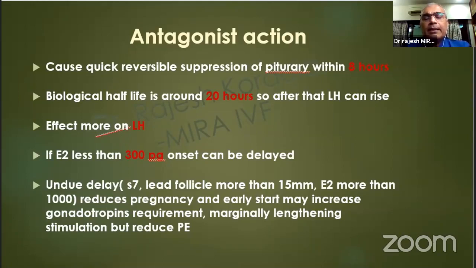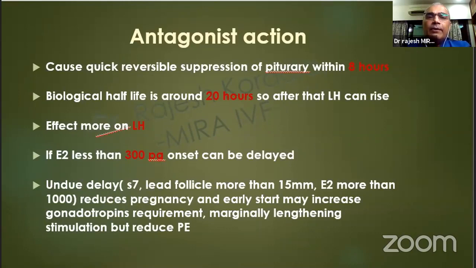Now, there are a couple of studies which have suggested that the ideal time to start the antagonist is when the E2 level is between 500 and 1000, which gives the best result. So more and more centers, including our center, have started believing in a little late start of the antagonist. Because it has been observed in cycles where there is a premature LH surge, which happens quite early, even before the starting point of the antagonist. So it really does not matter much if you start the antagonist a little late.